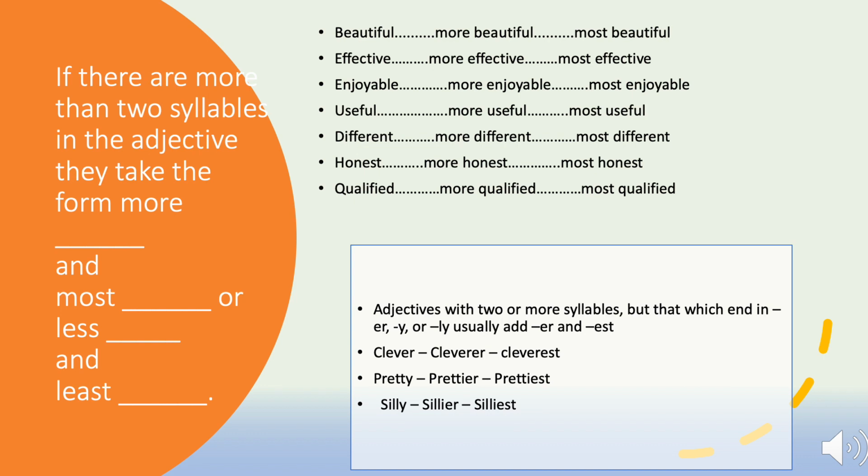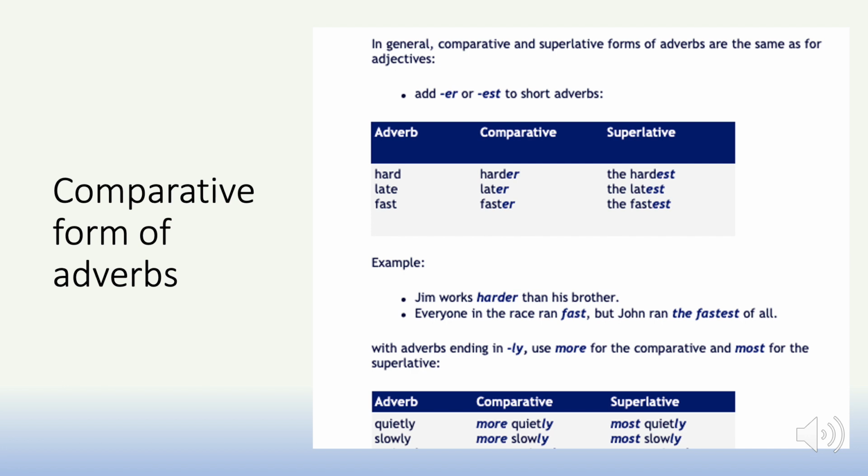Similarly with adjectives that have more than two syllables but end in y. For example, pretty, prettier, prettiest, and silly, sillier, silliest. The same rule holds good for adverbs too. When you use an adverb like hard, he hit the metal hard. Hard, harder, hardest.